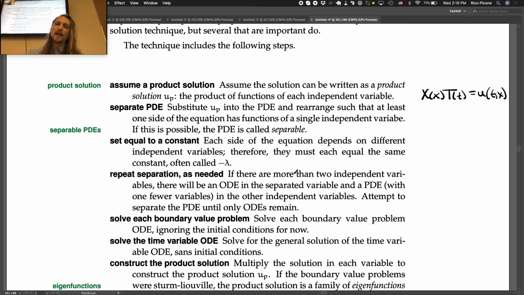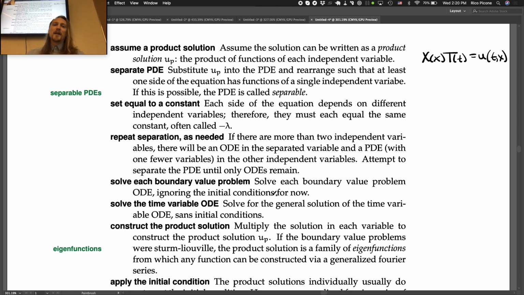Repeat separation as needed. If there are more than two independent variables, there will be an ODE in the separated variable. Say you separated t in the first step, and then there was still x and y or something like that. You can only separate one at a time. So you separate one out, and that one ends up being an ODE, the one that was separated out completely. The other one is going to leave you with a PDE, and then you can try to separate that PDE again. So continue to separate until only ODEs remain.